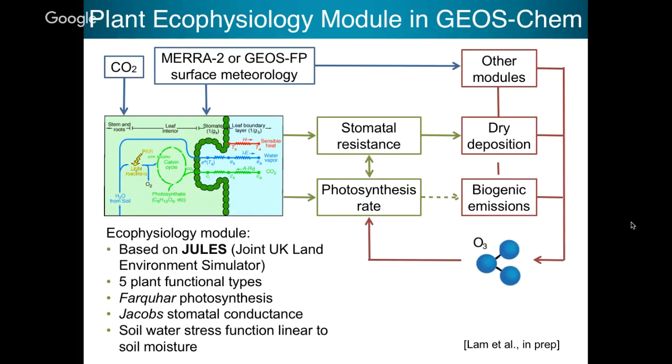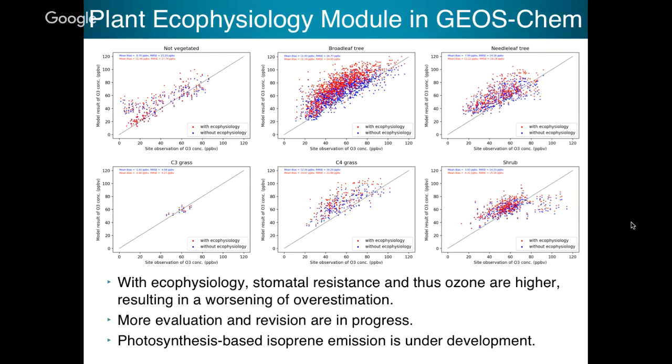So how does the model do? First of all, what we have emphasized is that the new module doesn't break the model. It doesn't cause too crazy behavior. The red dots are the new version with ecophysiology, and the blue is without it, the normal JULES-CAM. What we have seen is that ozone is now higher in general, and it has worsened the overestimation a little bit. This is in summer, so we know that ozone is overestimated in summer, and now the module has worsened it a little bit. But we are still working on the evaluation, which is in progress.